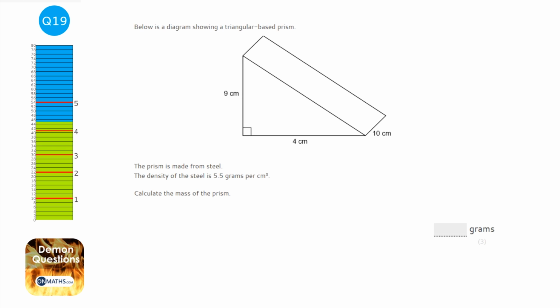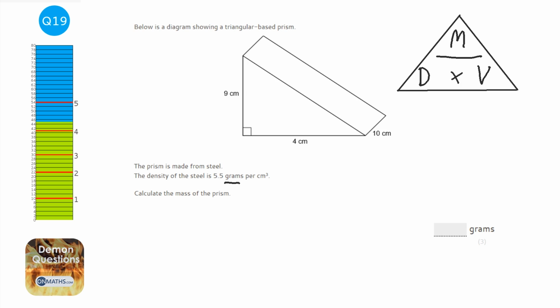The triangle we need to remember for this question is density equals mass over volume. Now you could have worked it out from the question because it says grams, which is mass, per centimetres cubed, which is volume. So per means over, so it would be mass over volume. So we need to work out the mass. Well, at the moment we have the density, but we haven't got the volume. So the first thing I need to do is work out the volume of the prism.